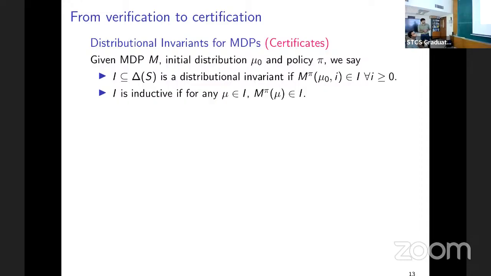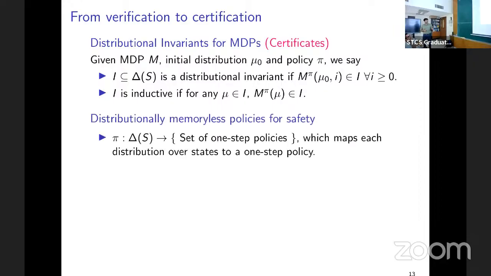It's just a definition. I is inductive if starting from I and applying M_pi puts me back in I. So this is the inductive property, and both together make it an inductive invariant. I need another definition, and after this I promise there are no more definitions. What is Delta of S? It's the set of all distributions. I think I used the same notation before.